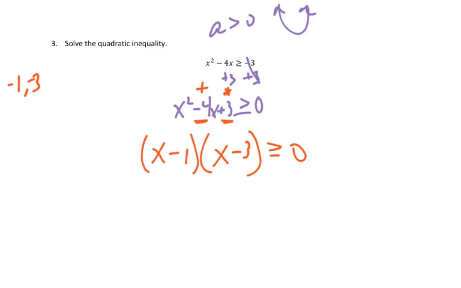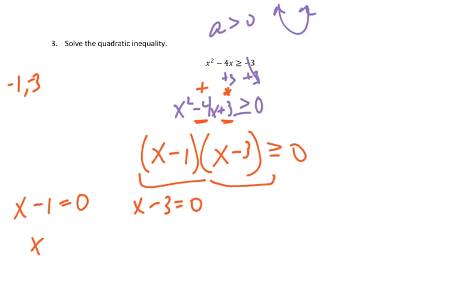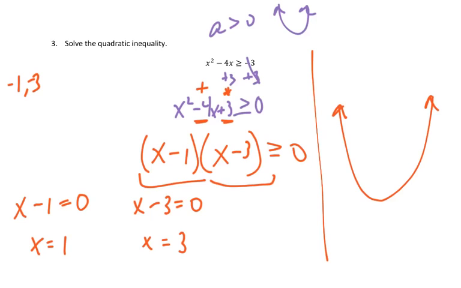Next step is to find our x-intercepts. So I'm going to take each of these binomials and set them equal to 0. x minus 1 equals 0. x minus 3 equals 0. I'm going to solve each of these for x. So I get x equals +1 and x equals +3. So my parabola is going to look something like this. The first intercept is at x equals 1. The second one is at x equals 3.